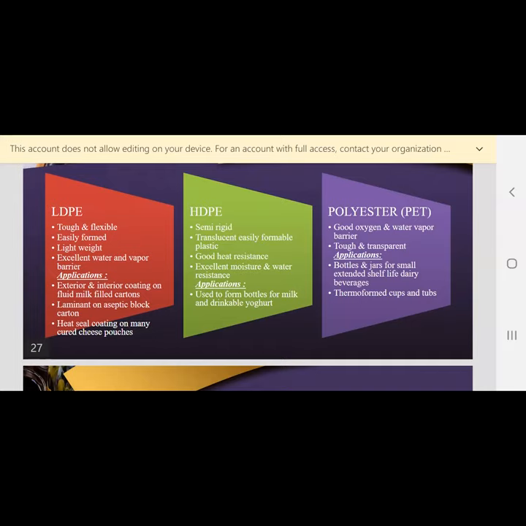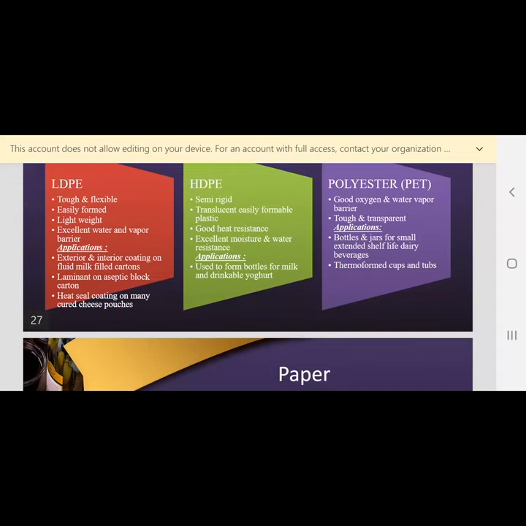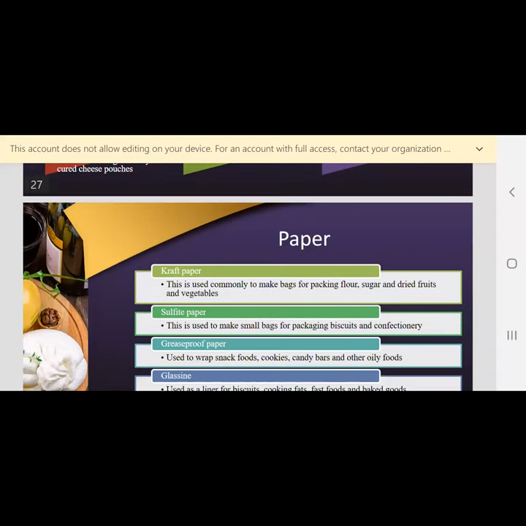And what is PET? It is basically a bottle with an oxygen and water barrier. We used to see it in various carbonated beverages and various dairy milkshakes, which are made of PET. Okay, and the thermoform cups and tubs, the crates, the tubs, are basically made of PET.